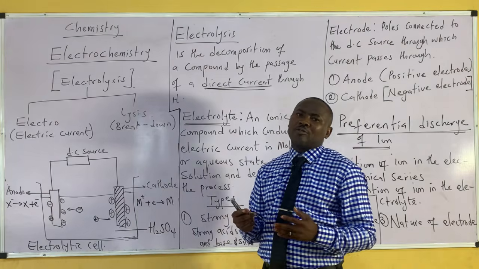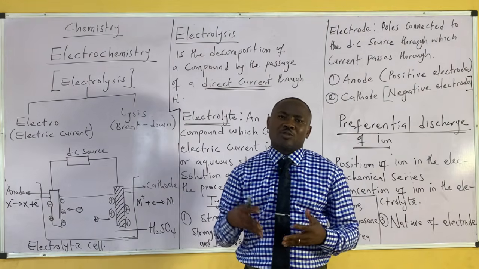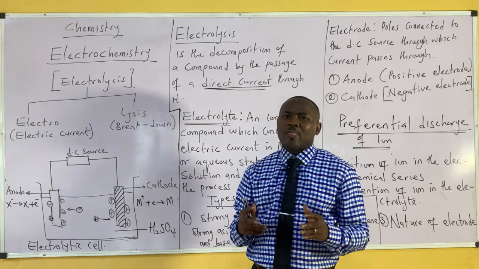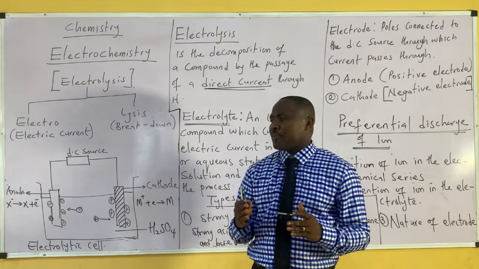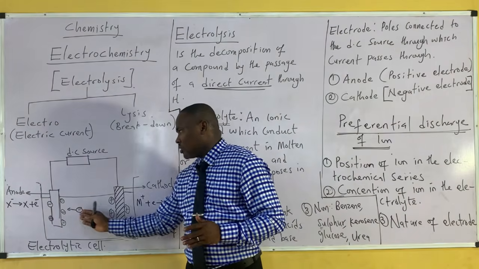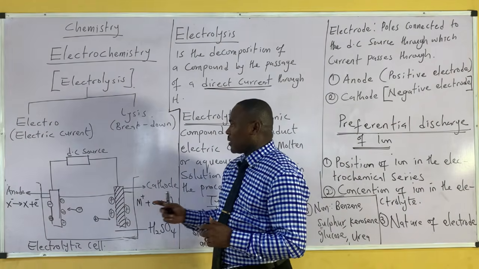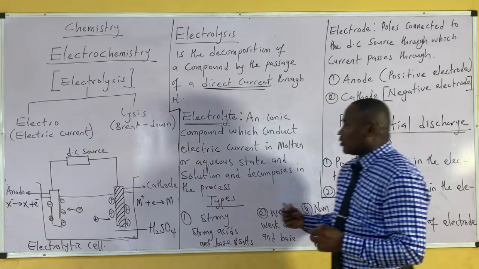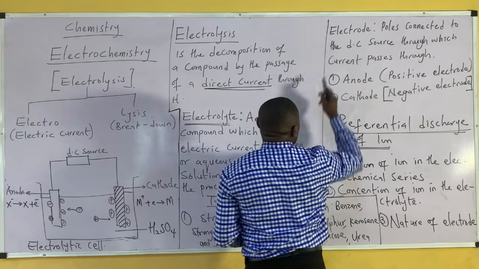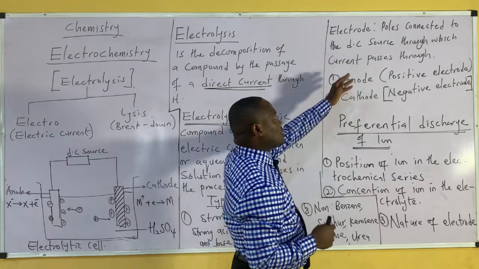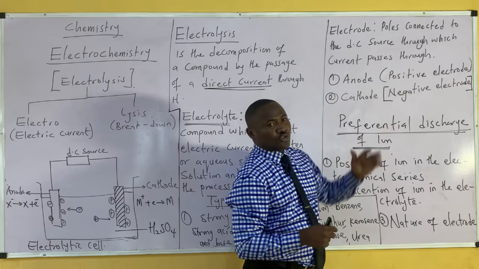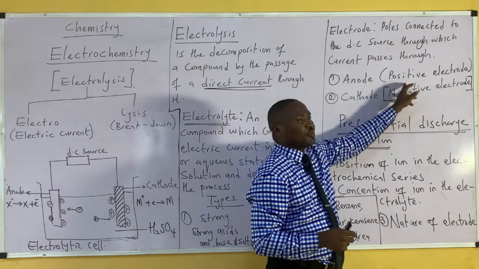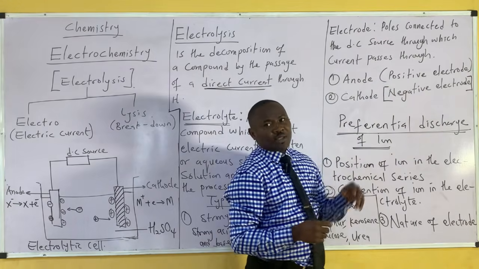And when electric current is passed into that compound, it dissociates the compound into ions, and these ions migrate towards the electrode. Now we have two kinds of electrode. Electrodes are poles connected to a DC source through which current passes. We have two types: the anode and the cathode. The anode is the positive electrode, while the cathode is the negative electrode.